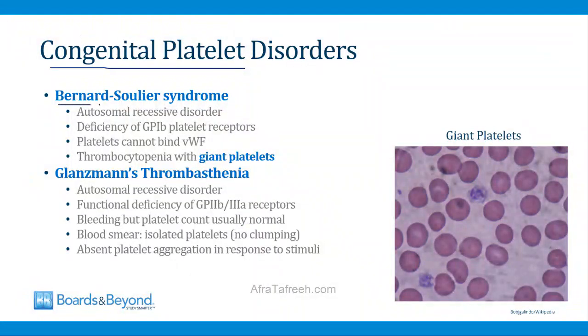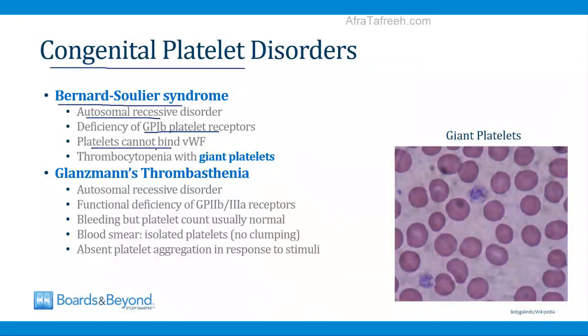The first is Bernard-Soulier syndrome, which is an autosomal recessive disorder where children have a deficiency of the GP1b platelet receptor. This is that receptor we talked about earlier on the surface of platelet cells that binds von Willebrand factor. So these children have platelets that cannot bind von Willebrand factor, and therefore they cannot form blood clots normally.